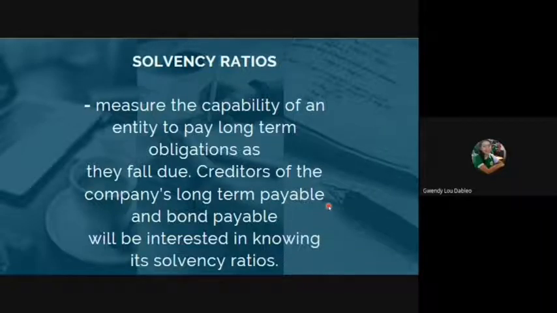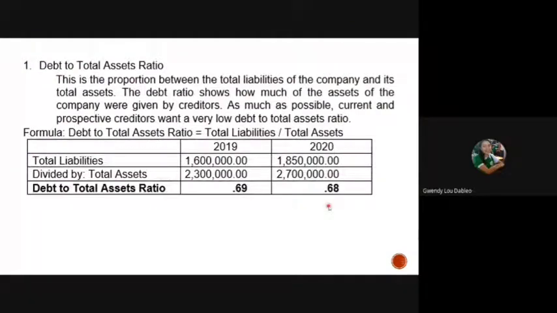So there are also types, no, of solvency ratios. First type, we have debt to total assets ratio. Emeline, kindly read the definition.